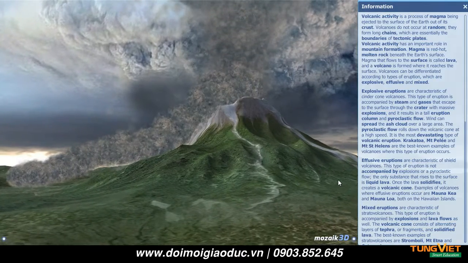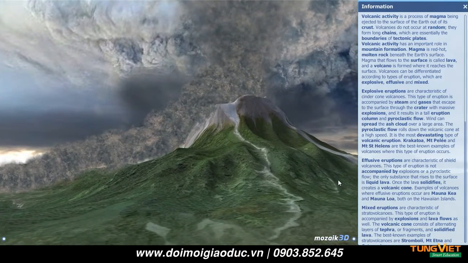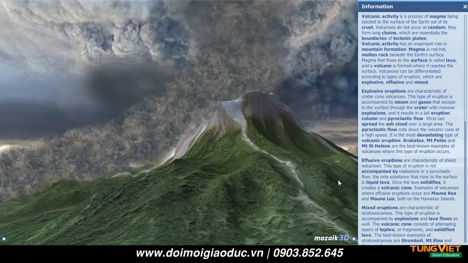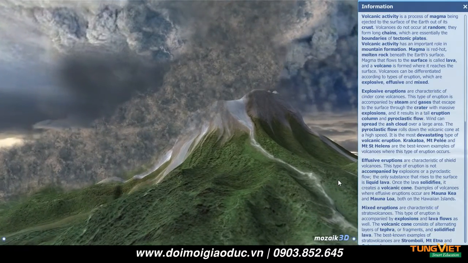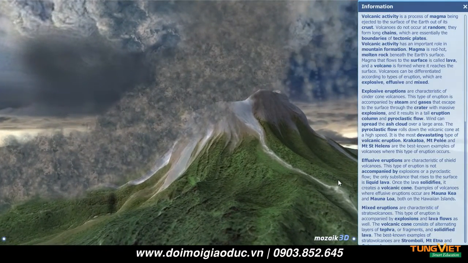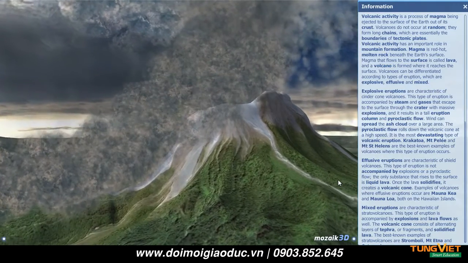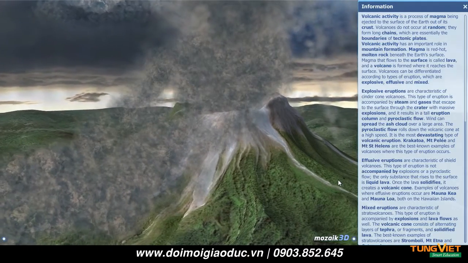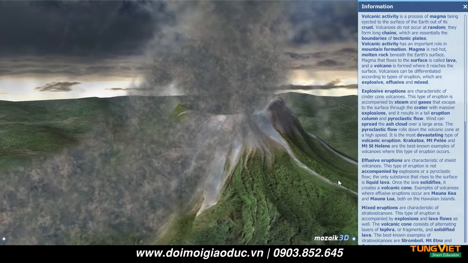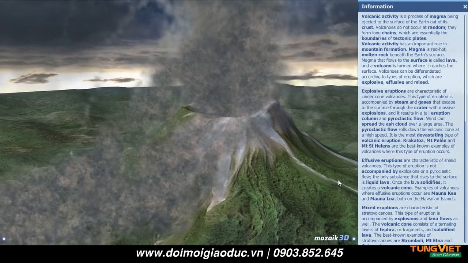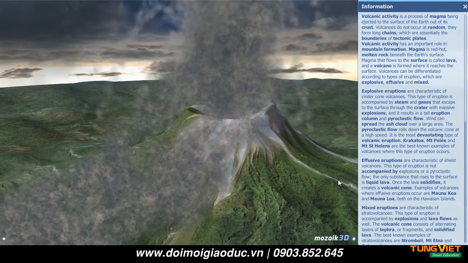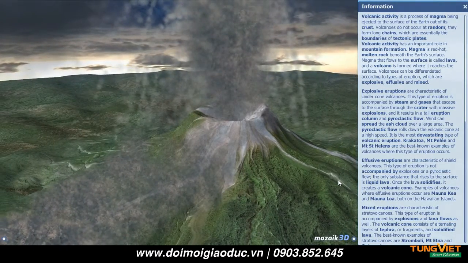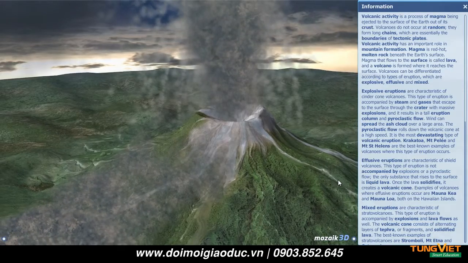Explosive eruptions are characteristic of cinder cone volcanoes. This type of eruption is accompanied by steam and gases that escape to the surface through the crater with massive explosions, and it results in a tall eruption column and pyroclastic flow. Wind can spread the ash cloud over a large area. The pyroclastic flow rolls down the volcanic cone at a high speed. It is the most devastating type of volcanic eruption. Krakatoa, Mount Pelée, and Mount St. Helens are the best known examples of volcanoes where this type of eruption occurs.